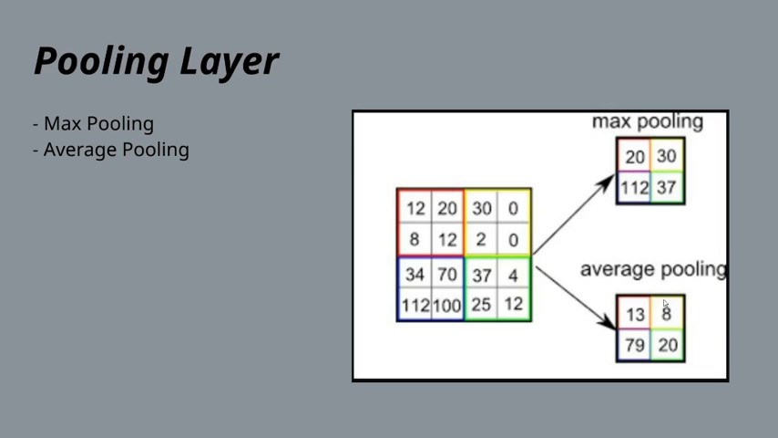Similarly, the same thing happens in average pooling. We calculate the average of all four values and output it to the final matrix.